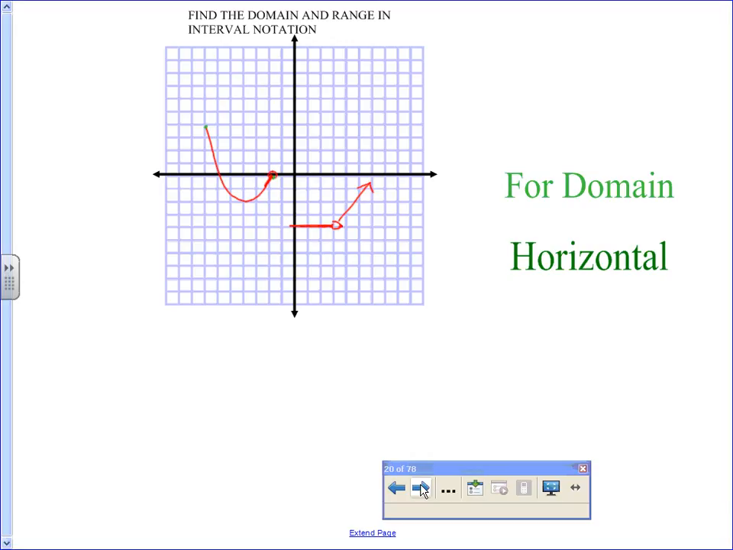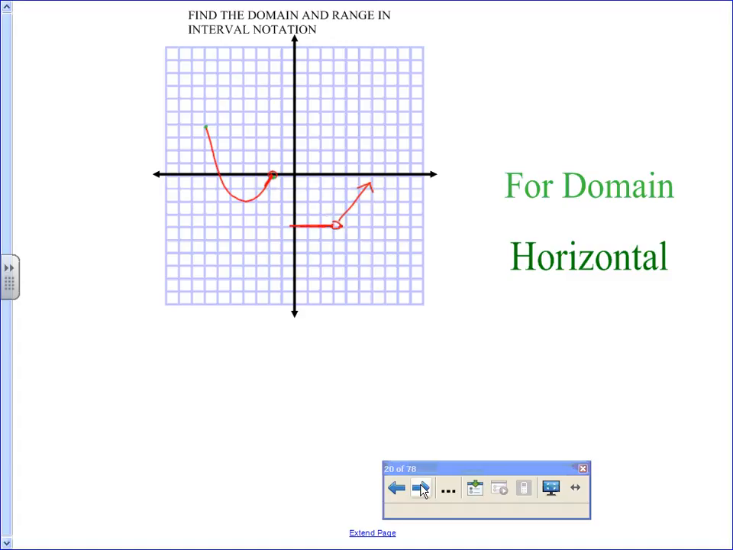I'm going to try just a couple more of those because those get a little bit tricky. Again, for this one, we're going to find the domain. So we're looking at our horizontal numbers. What happens on this one?